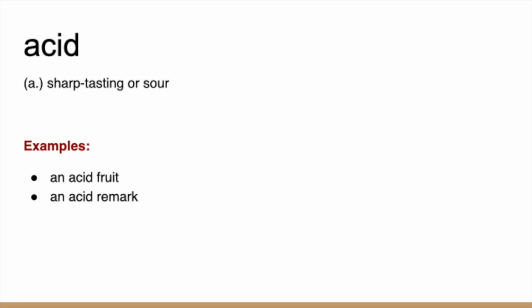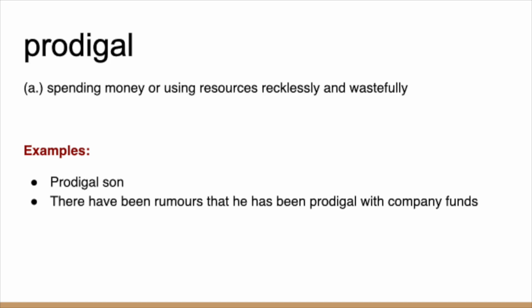An acid remark. The second word we are going to learn today is prodigal, P-R-O-D-I-G-A-L. Prodigal is used to describe spending money or using resources recklessly and wastefully. So in short, if someone spends money wastefully, you can describe this person as being prodigal. We can see the examples here.